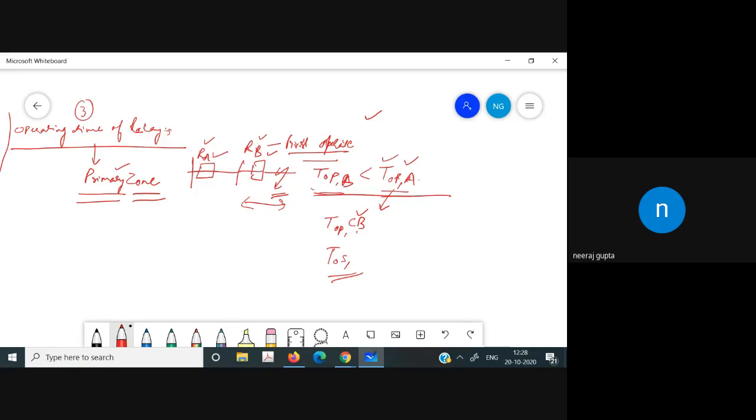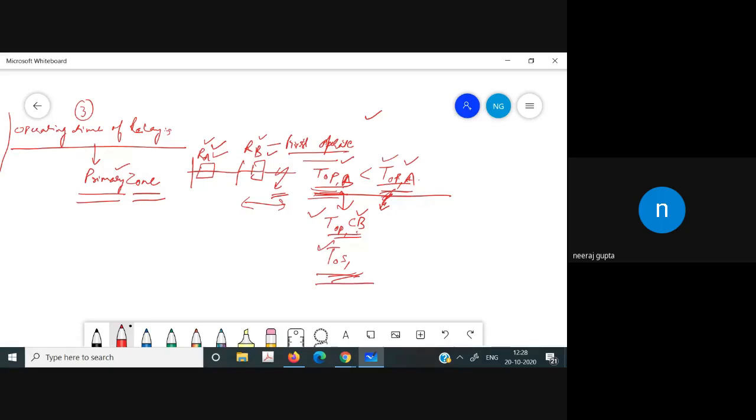So, we can say that it is for B: the operating time of B, then the circuit breaker time of B, and then the overshoot time. The operating time of A should be greater than the sum of the operating time of B, the operating time of the circuit breaker, plus the overshoot time.